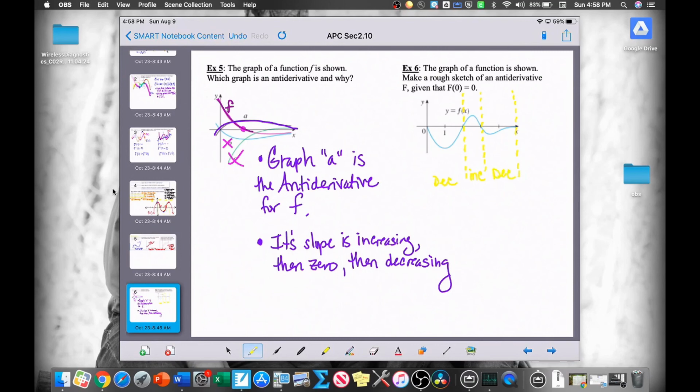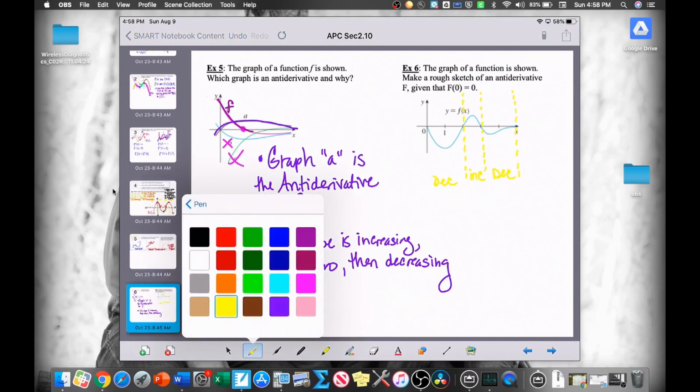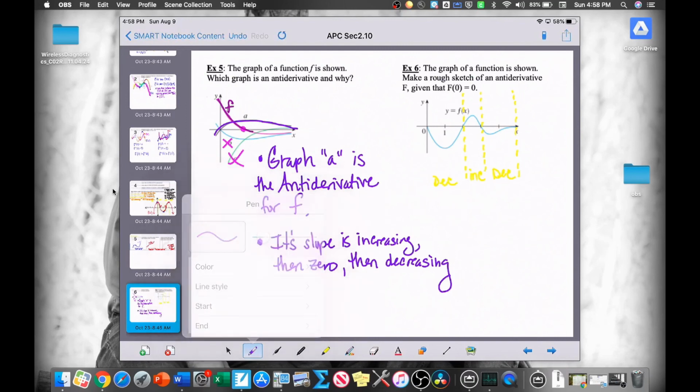And then I look at, well, where does my f of x, my given graph, which is the derivative of the graph I'm trying to draw, where does that cross the x-axis? Because I know that those are going to be zero slopes or turning points on my antiderivative. So right here, I'm going to have a turning point. Right here, I'm going to have a turning point. And as you can see, it's sort of leveling off. So it's going to level off over there.